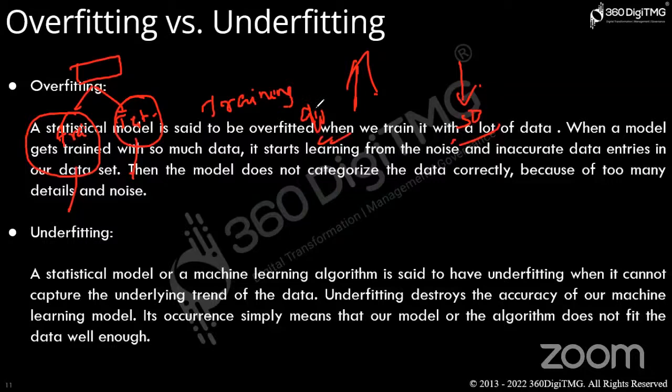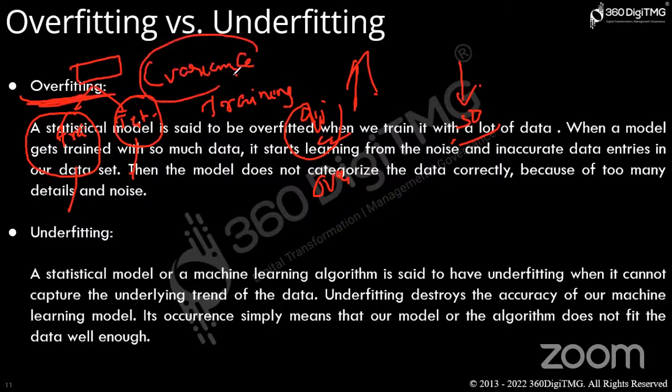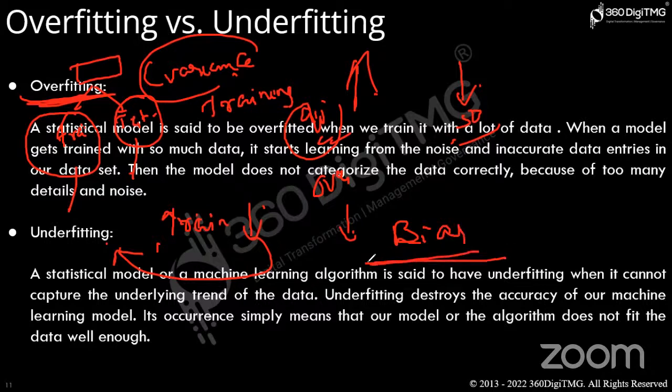in that case, what happens? We'll be calling it overfitting, also called variance. When training accuracy itself is low, then testing accuracy obviously will be low too. In that case we'll be calling it underfitting. It is also called bias.